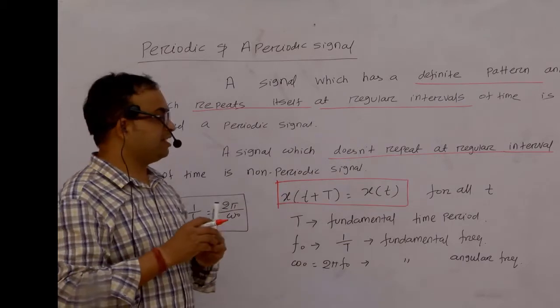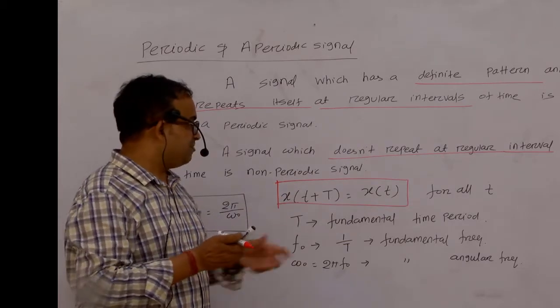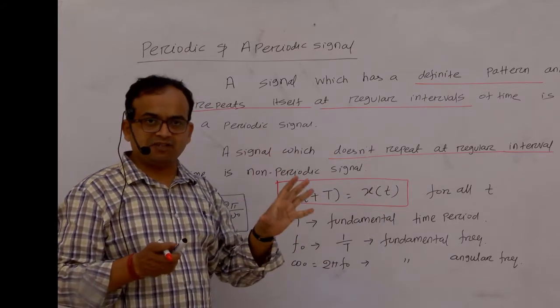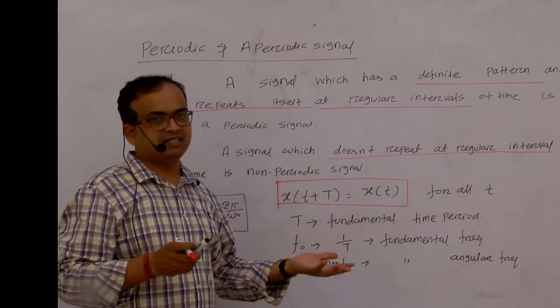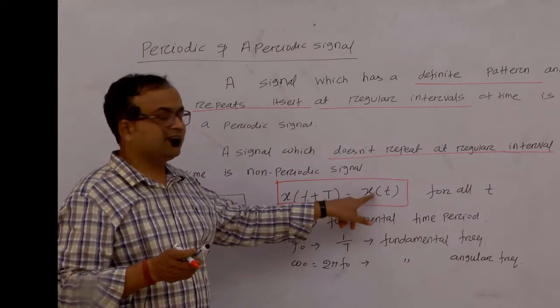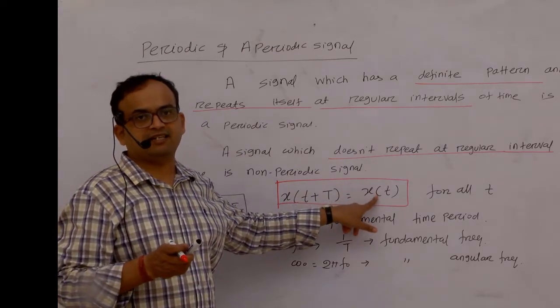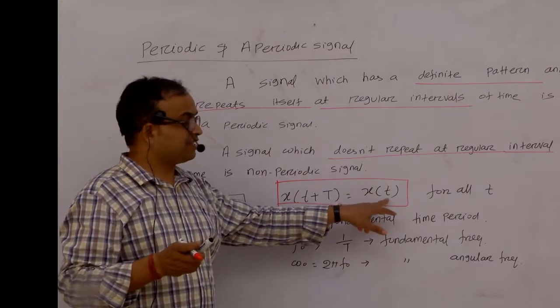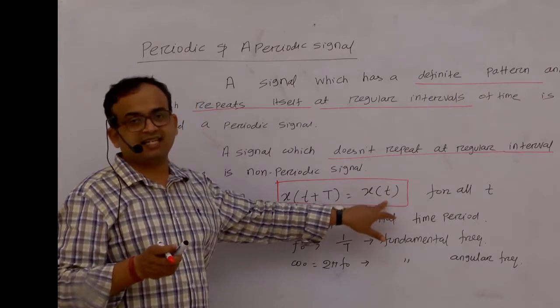x of t plus T equal to x of t means what happens? I am taking a signal x of t. After adding some instant of time, we are getting the same signal. Then we can tell that the signal x of t is a periodic signal. Again, x of t plus T is equal to x of t, then we can tell the signal is a periodic signal.